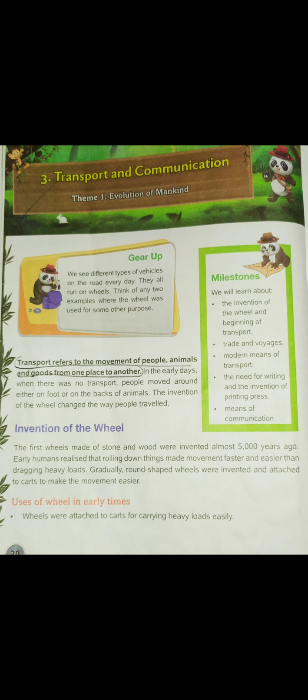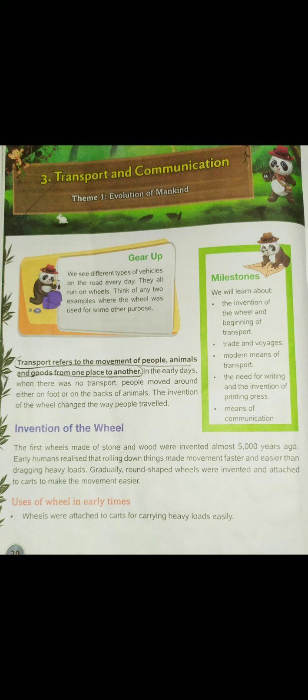In the early days, when there was no transport, people moved around either on foot or on the back of animals. Before the invention of the wheel, generally people went on their feet, or they could take the help of animals. You have seen in a village or in a field some boys or men on buffaloes. Generally, farmers use these techniques to feed their cattle, like buffaloes or horses.